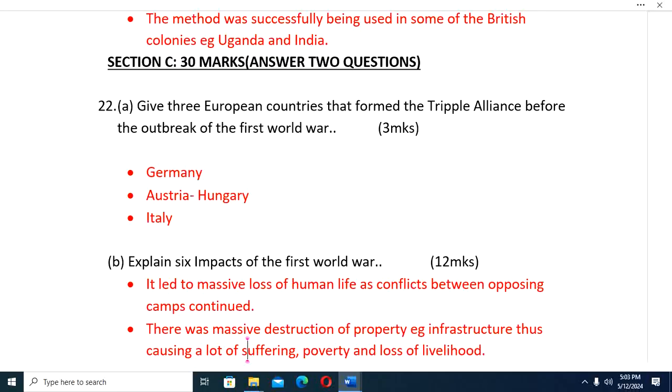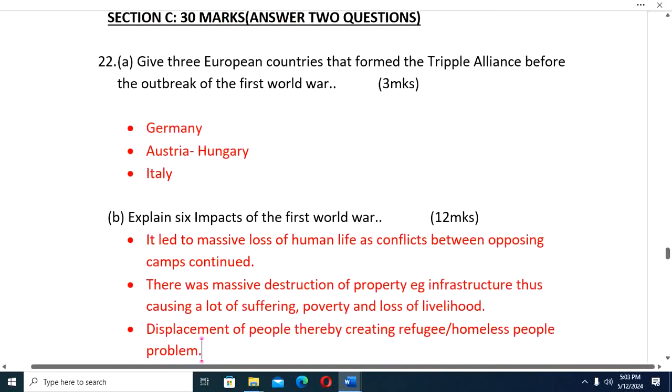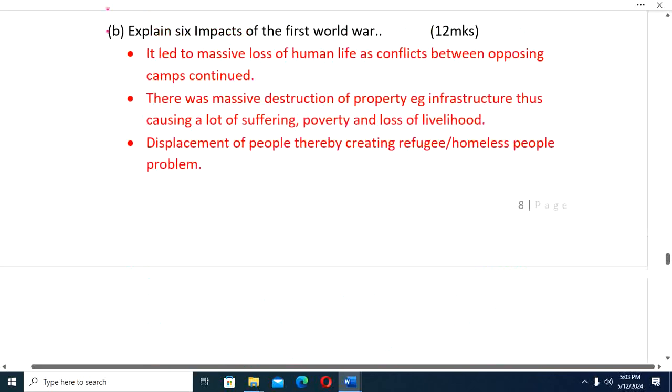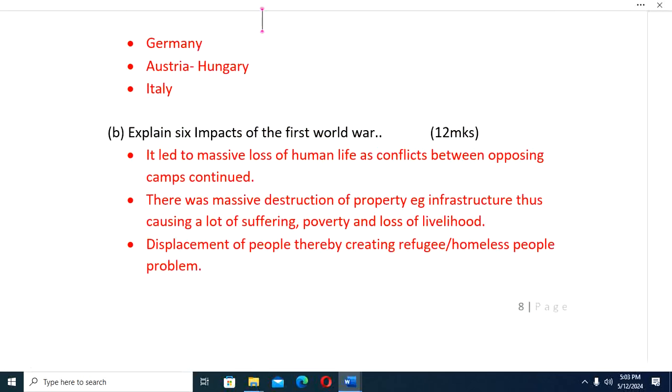Number 22, give 3 European countries that formed the Triple Alliance before the outbreak of the First World War. Germany, Austria-Hungary, and then Italy. Explain 6 impacts of the First World War.